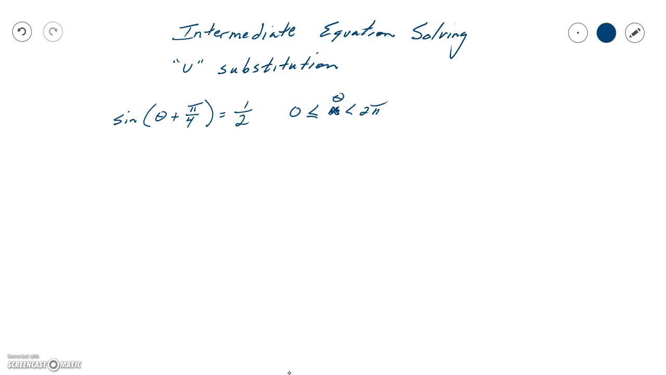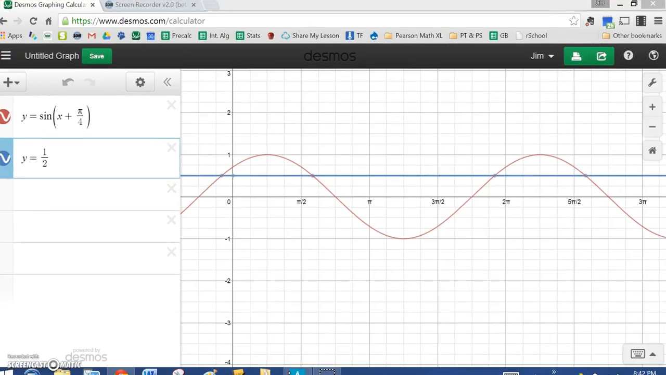Alright, I want to stress the importance of being able to check your answer through graphing. I think this is a powerful tool to check. So, if I set my left side of the equation in a y equals, and then set the right side of the equation in a y equals, all I'm specifically looking for is where these graphs intersect, specifically between 0 and 2 pi. So the red equation is the sine graph with a phase shift of pi over 4. And then I got y equals 1/2.